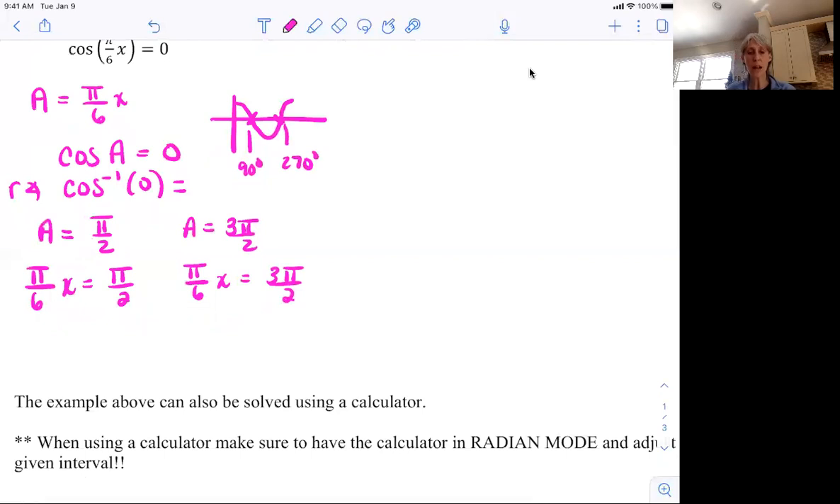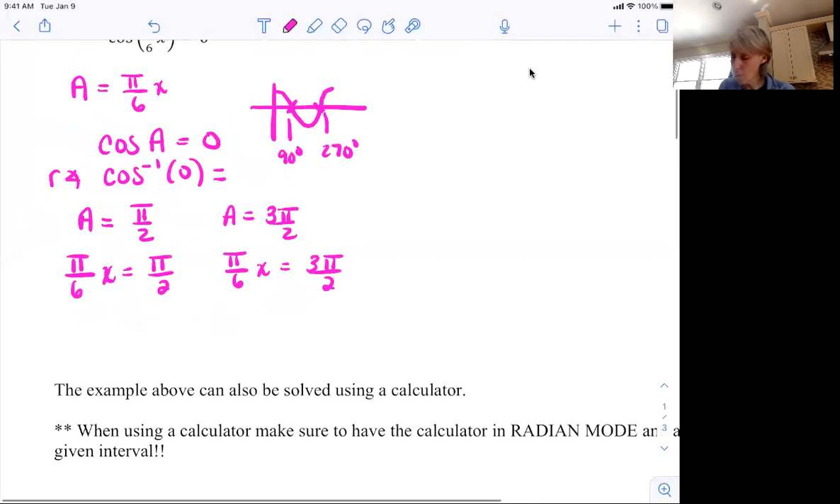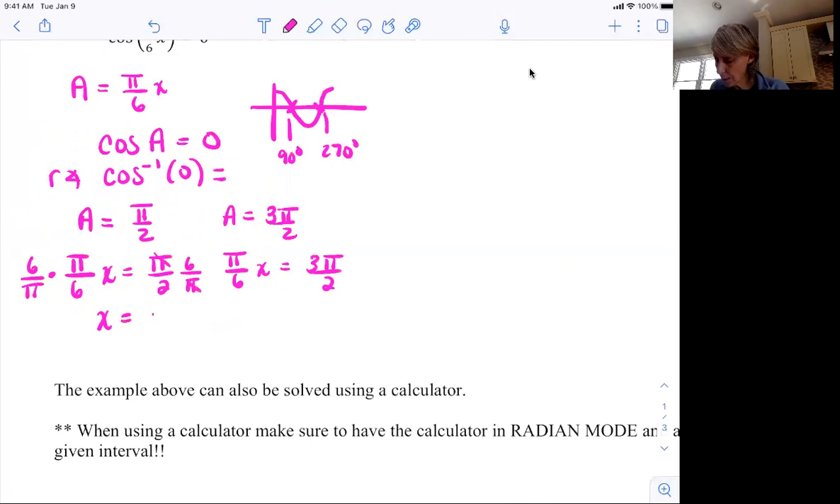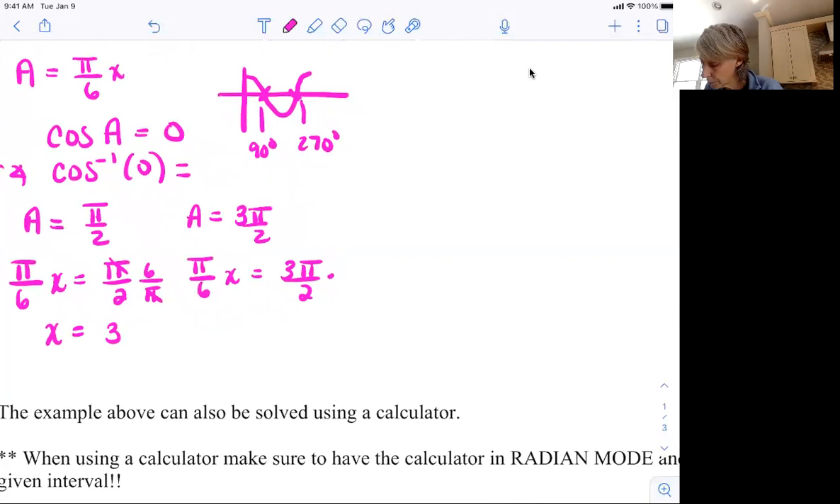So now if we want to solve for x, all we have to do is multiply by the reciprocal. x is going to equal 3, 6 over pi, and x is going to equal 9.